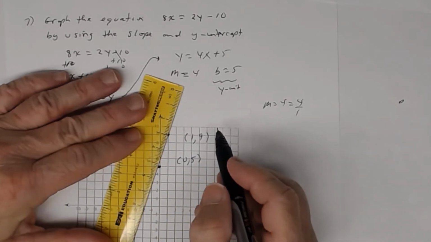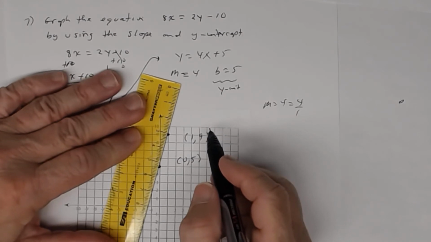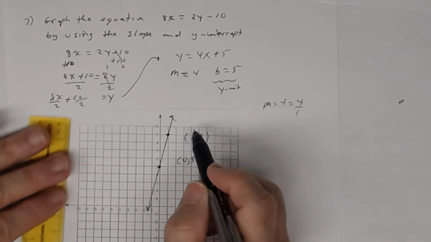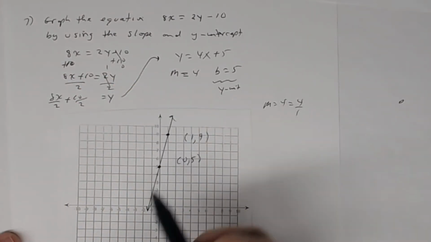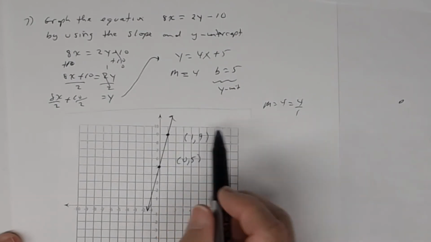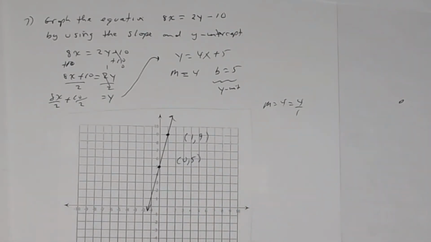All right? And so here's the line right here. Okay? The slope is positive. Notice the line rises. So my y-intercept is 5. And then to get this other point, I use the slope to find the other point. All right? Okay, now let's look at number 8.